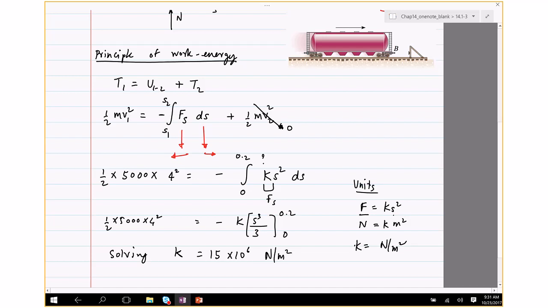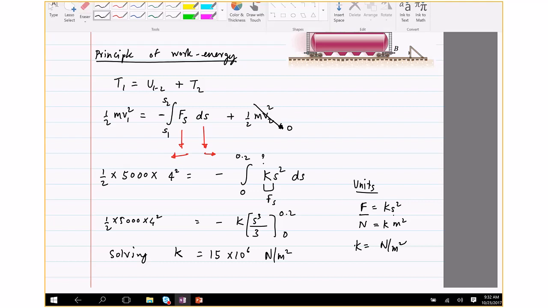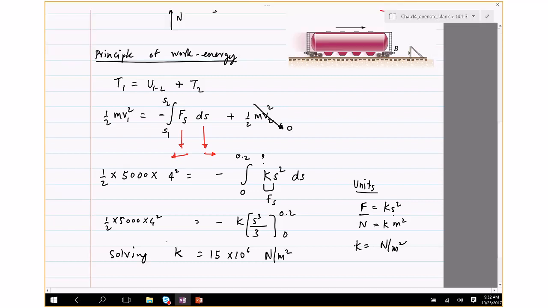So normally, for a linear spring, the force is kx, so the spring constant is Newton per meter. But in this case, it's a non-linear spring, and the unit of the spring constant has to be found by looking at the equation of the spring, which is F equals k s squared. So that's the answer.